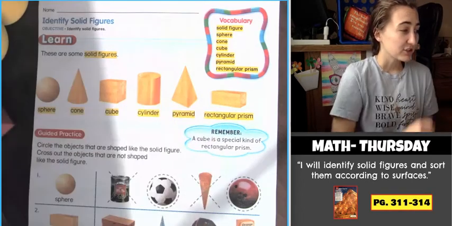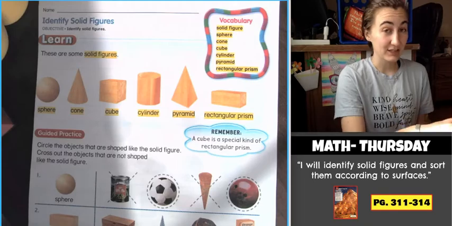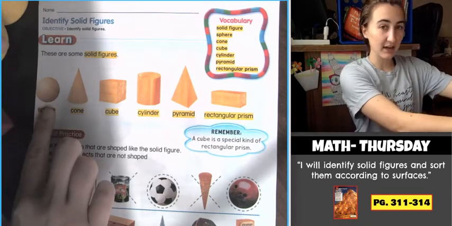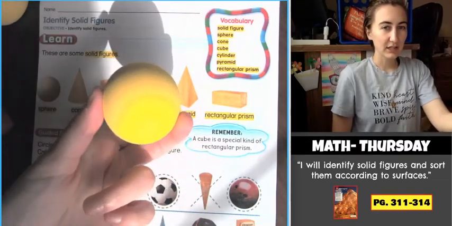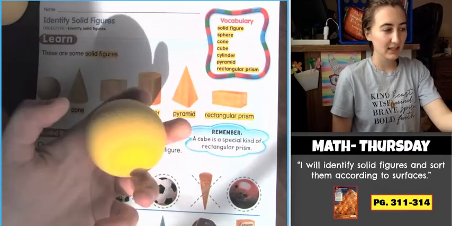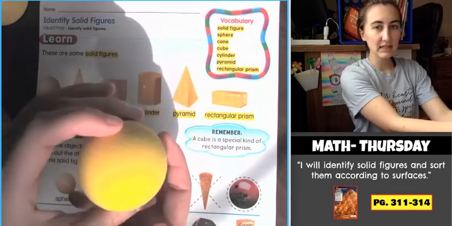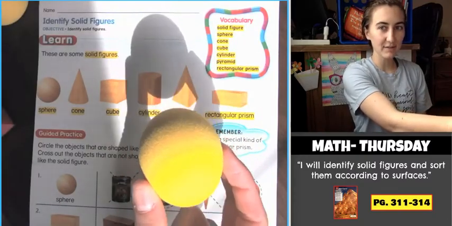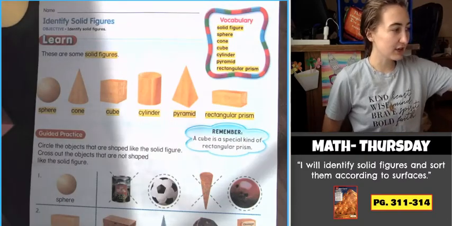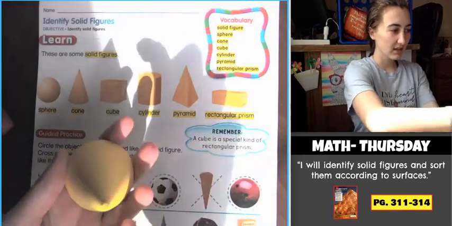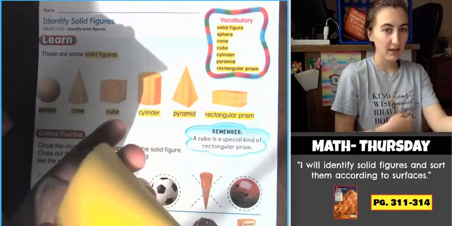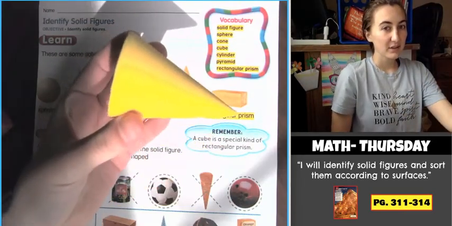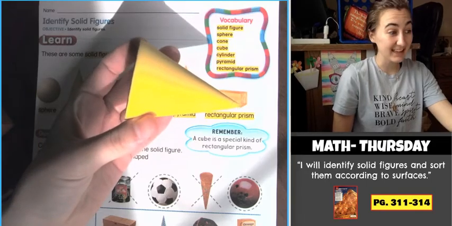If we look up here, it shows us all of our solid figures, but I'm going to show you them with the shapes that I have. Our first one here is a sphere. Look at this sphere. It kind of looks like a ball. It's completely rounded on all sides. That's a sphere. Our next one is a cone. A cone is pointed and rounded, but it also has a flat top. You can remember this one because it's like an ice cream cone.